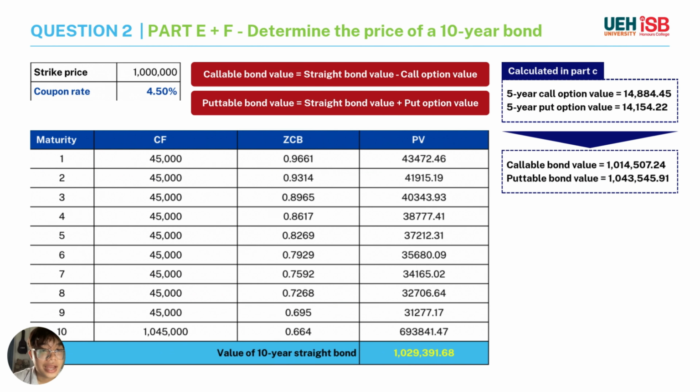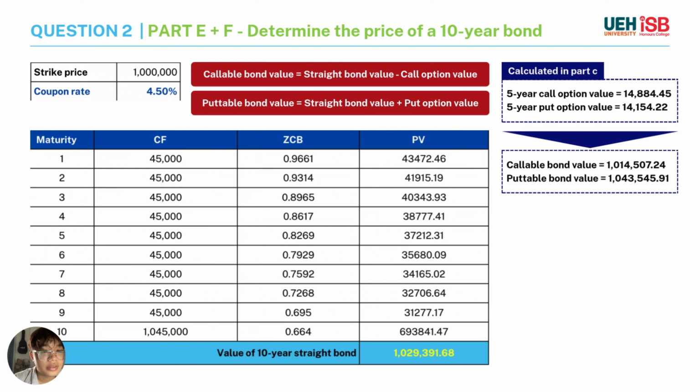Now I will present how we price the callable and puttable bonds and then analyze their spreads. The key idea is to separate the bond into a straight bond and embedded options. For the callable bond, first we calculate the value of the straight bond. This is done by discounting the coupon payments and the final principal using the spot rate curve derived earlier, and the result is the yellow line.